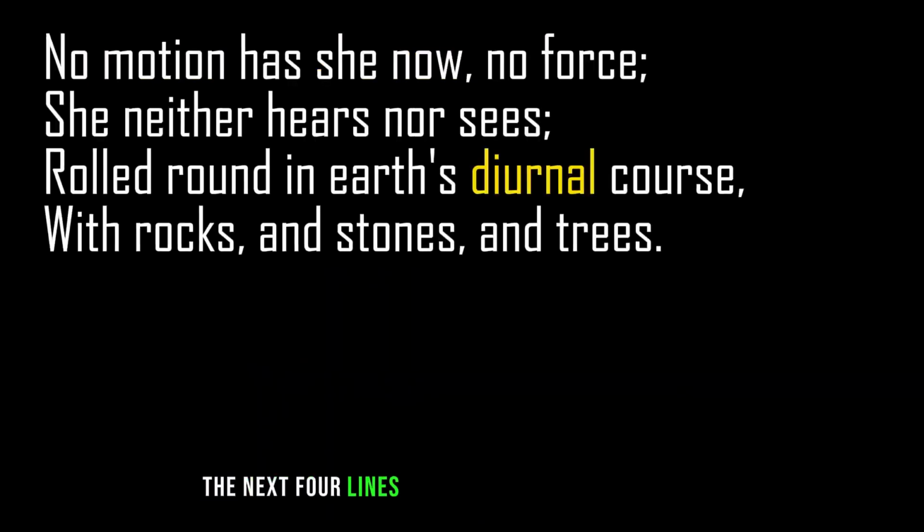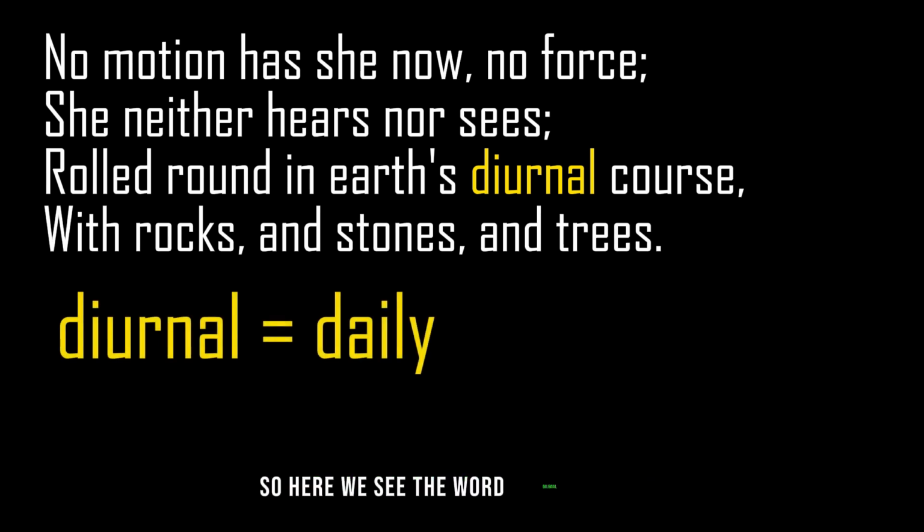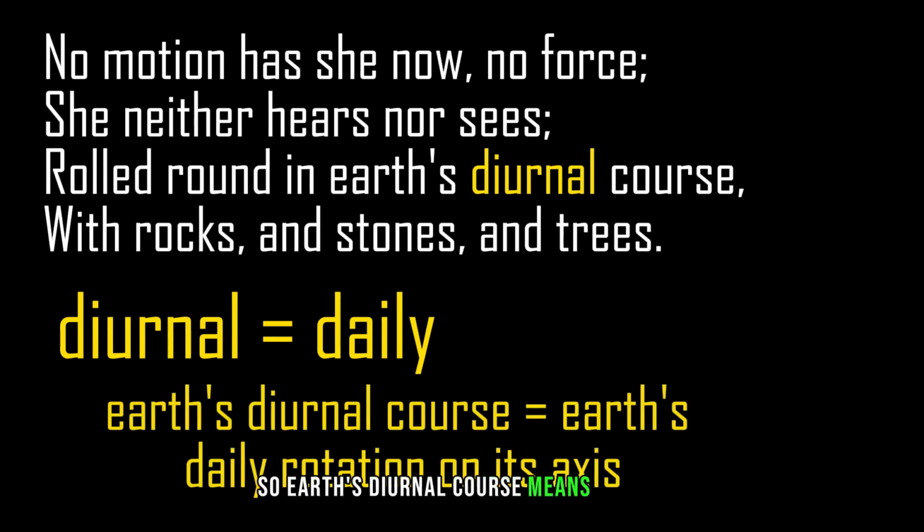The next four lines of the poem go like this. No motion has she now, no force, she neither hears nor sees, rolled round in earth's diurnal course with rocks and stones and trees. So here we see the word diurnal. Diurnal means daily. So earth's diurnal course means earth's daily rotation on its axis.